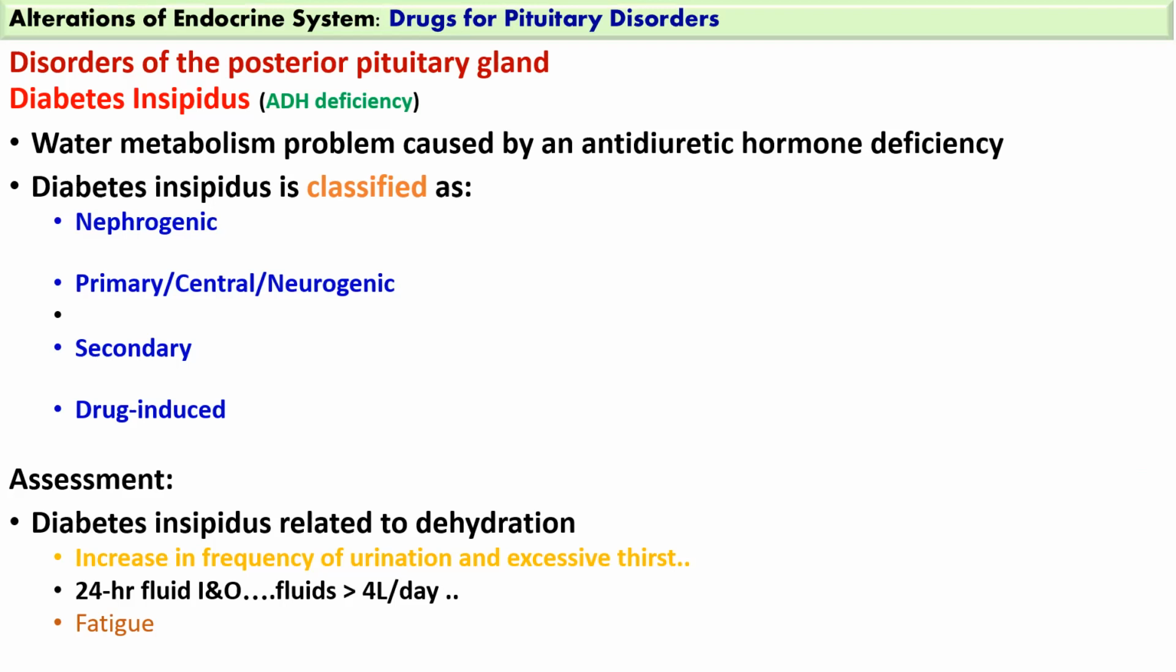Secondary, when there is a tumor or head trauma, infections, or hypophysectomy or metastasis. Hypophysectomy, which is the actual surgical removal or excision of the pituitary gland. That's the surgical excision or removal of the pituitary gland.